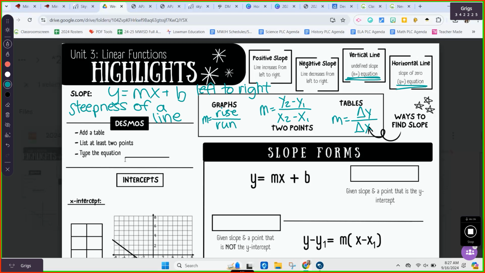Make sure to write everything down in this unit. What's the triangle for? Triangle means the change in something or the difference. That used to be so hard for me. There you go. So if you need to annotate that, that triangle means difference. So you're finding the change in y's on the table and the difference of your x's on the table.